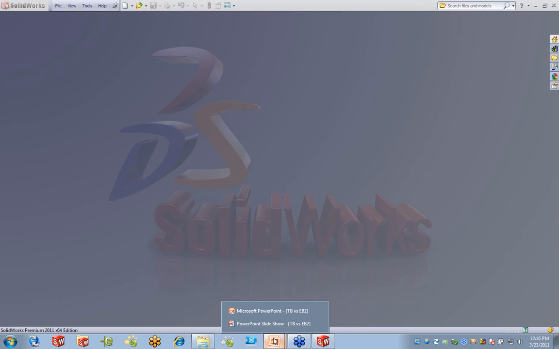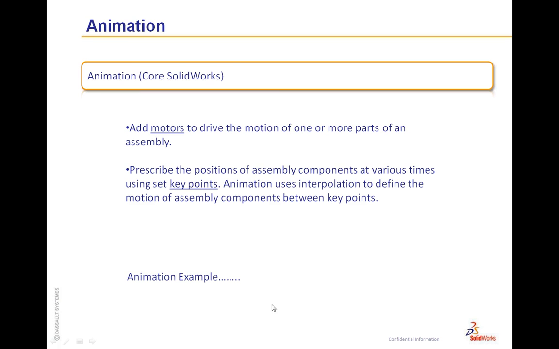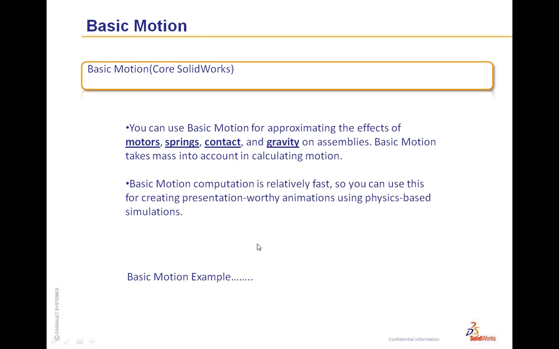Let's go back and look at what other options we have available to us. The next step up is basic motion. It actually is a different selection within the Motion Manager. Basic motion allows us to get some physics involved. We can start to bring in motors, springs, contact, gravity. It does take into account mass in calculating the motion. They've done this and actually sped it up to make some really relatively fast what they call presentation-worthy animations.